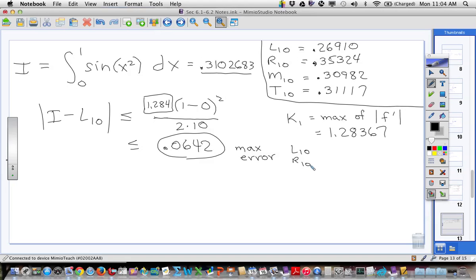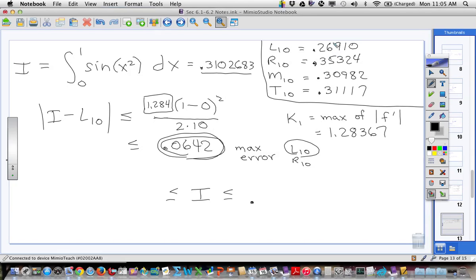Are you with me? Let's just focus on L10 for a minute. So that means the exact answer has to be somewhere between, and then what could I do with this max error? Couldn't I just add that on and take that off of this? In other words, the most L can be off is 0.0642. So let's take 0.0642 and add it on to our L10.